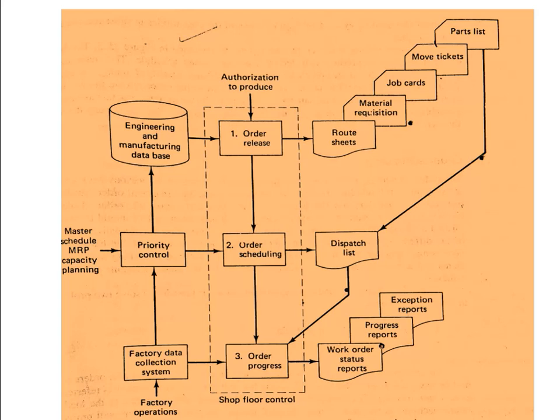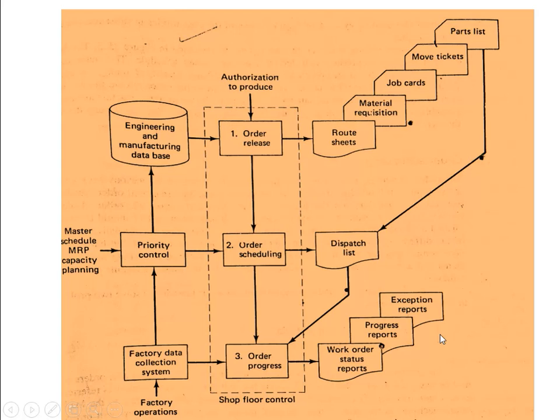And the part lists are the next thing. In the end, we get the part list, and after the finished part list it will go to the dispatch list. And after the dispatch list, based on the priority control, we will order that particular dispatch list to go to the order progress, where in order progress we have work order status reports, progress reports, and exception reports.